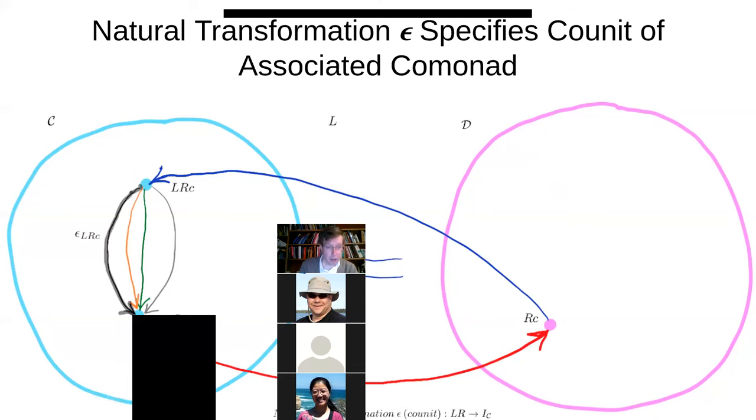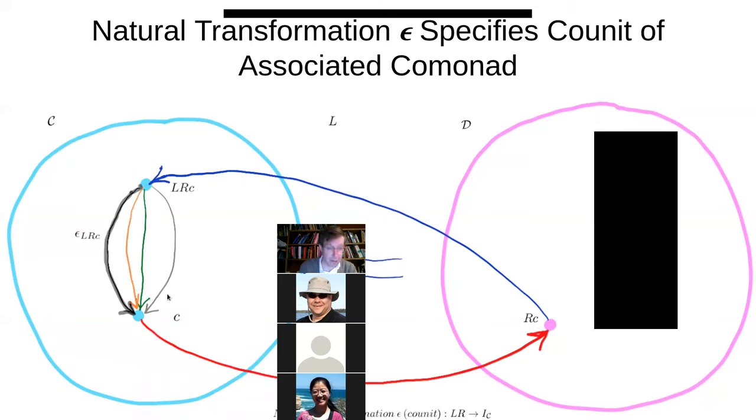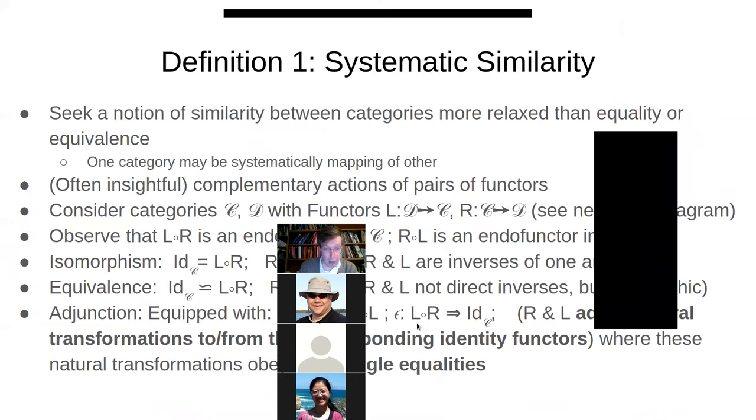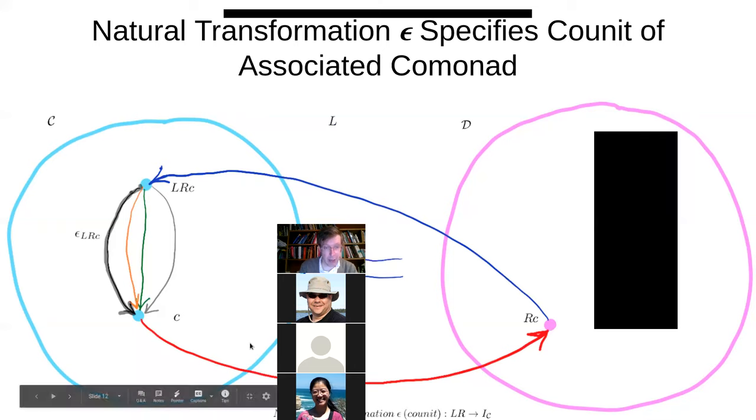Here's epsilon. Okay, we're starting over here. Okay, so we're starting with C. Remember, LR is an endofunctor in C. We first do R and then we do L. It's L after R. That's how to read that, right? So we start with R and then we do L. R starts with C. So we do R and then we do L and we end up back in C. So it's an endofunctor in C, right?